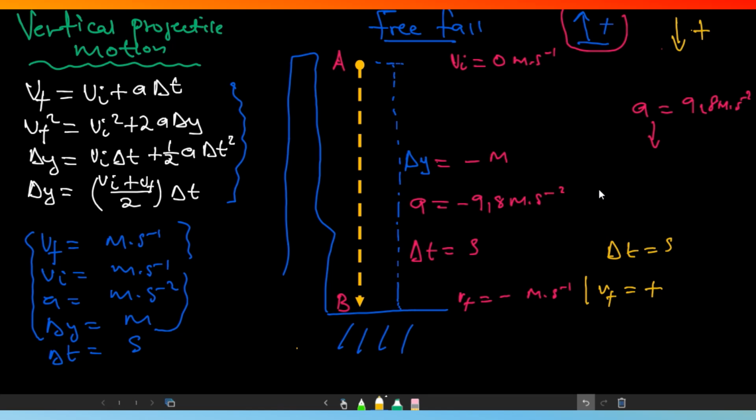Then what about the acceleration? The acceleration is now positive 9.8 meters per second squared, because you chose downward as positive. The displacement is also positive. The initial velocity is equal to 0 meters per second, and if it is thrown downward with a certain velocity, it will be positive. So this is how we deal with an object in free fall.